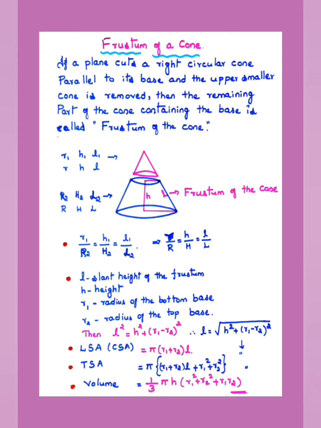And the formula to calculate LSA, that is also called CSA of the frustum of cone, is pi of R1 plus R2 into L. And for TSA, total surface area, is pi of R1 plus R2 of L plus R1 square plus R2 square. For volume of a frustum, 1 by 3 pi into H, R1 square plus R2 square plus R1 into R2.